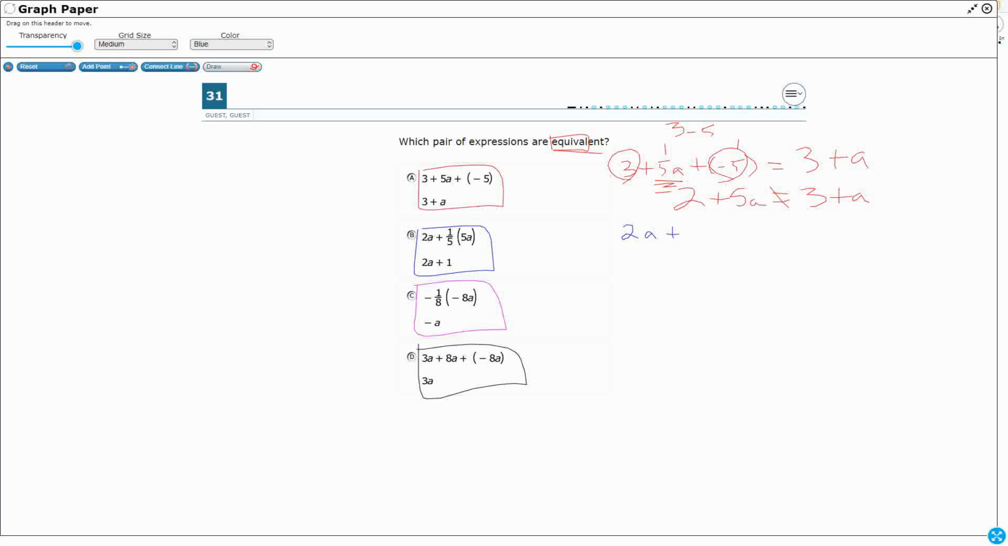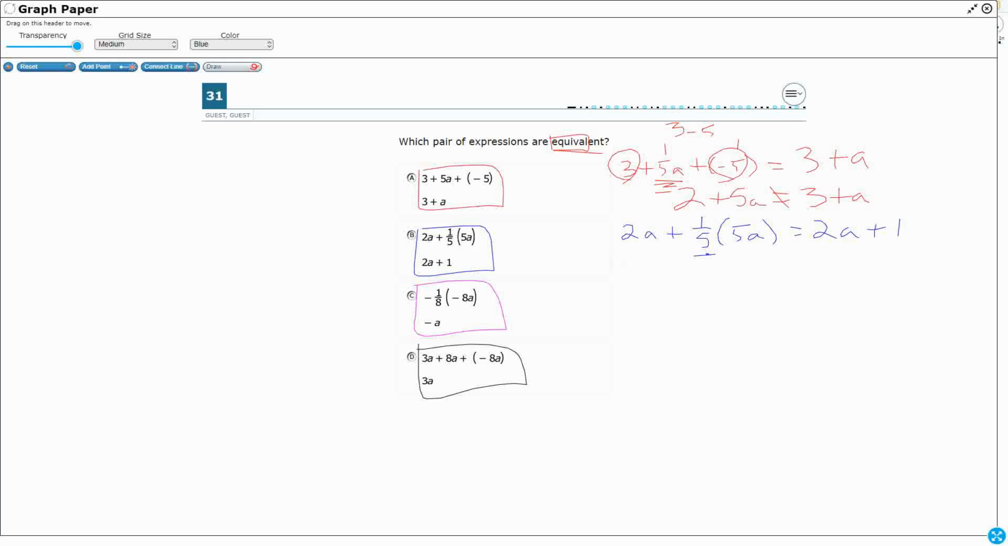2a plus 1/5 5a equals 2a plus 1. Okay, so I could do something here, right? You can multiply this number by the 5a, because what you're doing is you're taking a fraction of those 5a's. You're taking 1/5 of those 5a's.